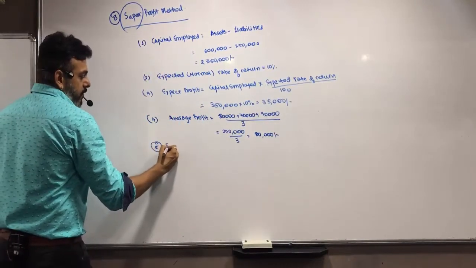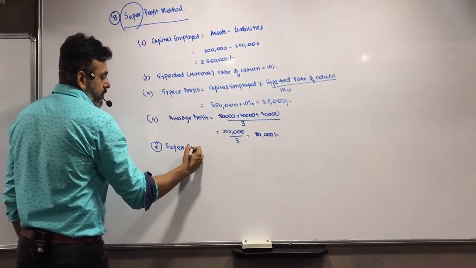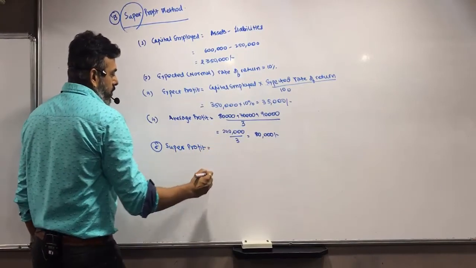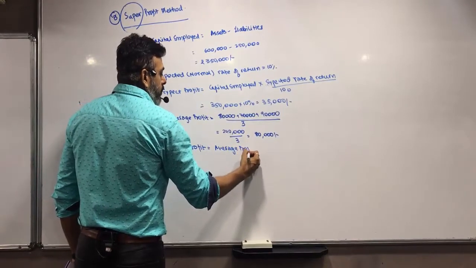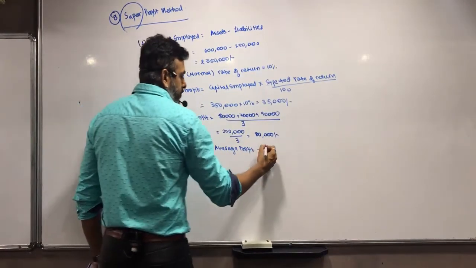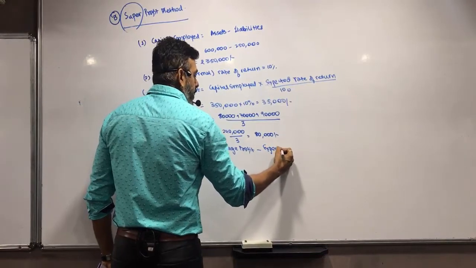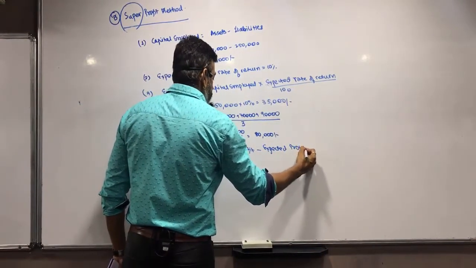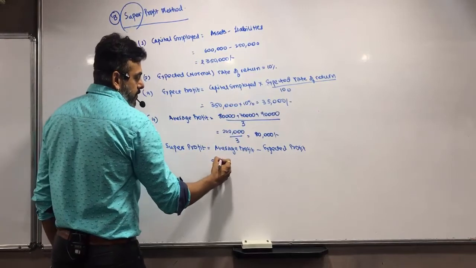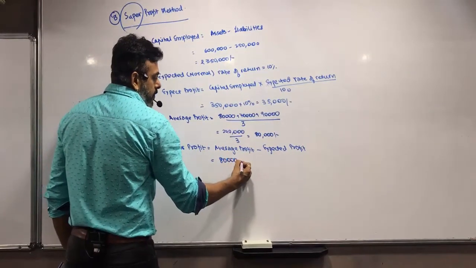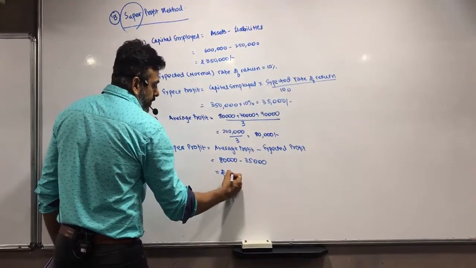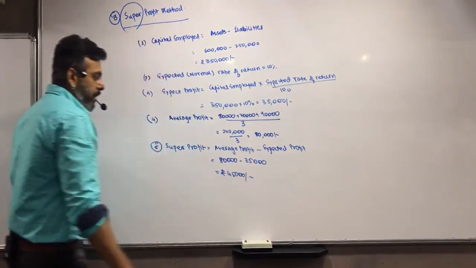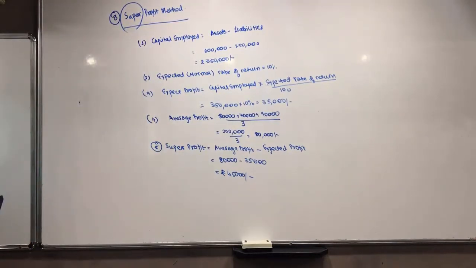Fifth, super profit is equal to average profit minus expected profit, which is equal to 80,000 minus 35,000, which is equal to rupees 45,000. Can I say super profit 45,000 is because of our goodwill?